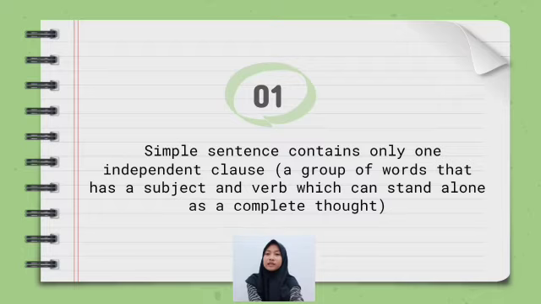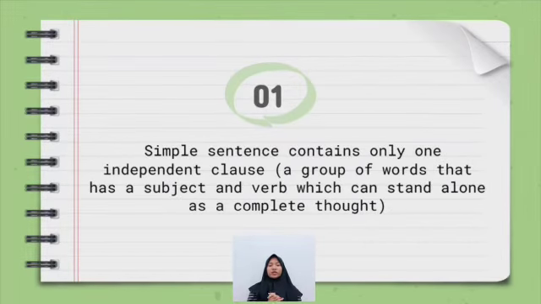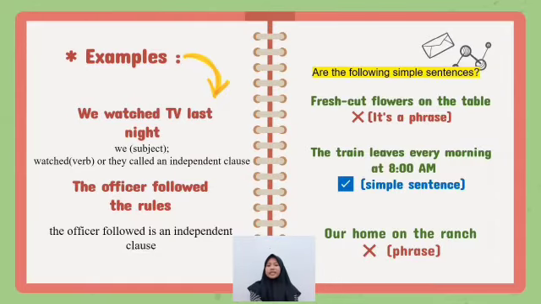What is a simple sentence? A simple sentence contains only one independent clause, a group of words with a subject and verb which can stand alone as a complete thought. For example, number 1: We watched TV last night. We is the subject, watched is the verb, and together they are called an independent clause.